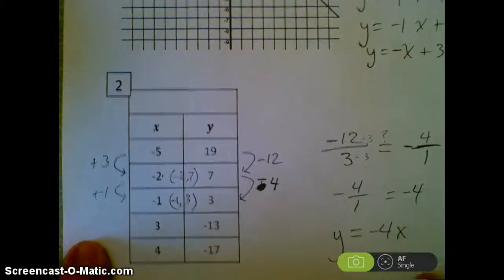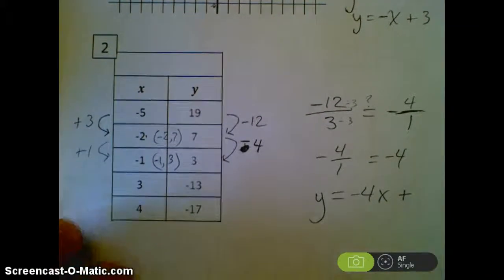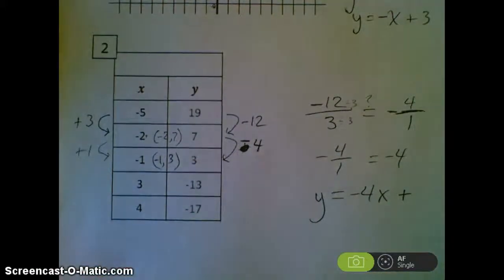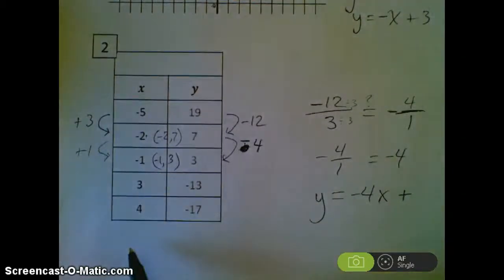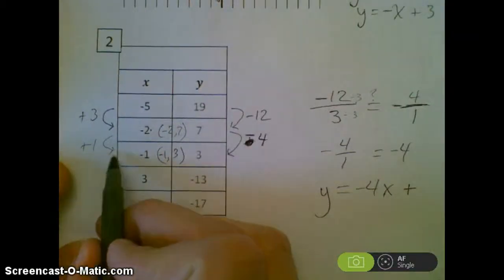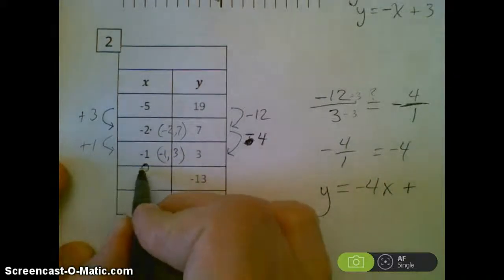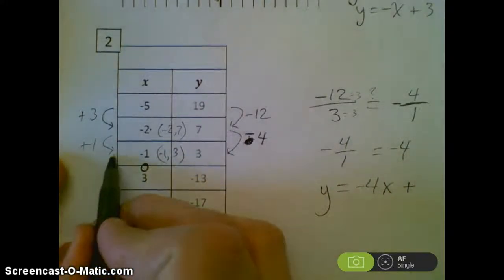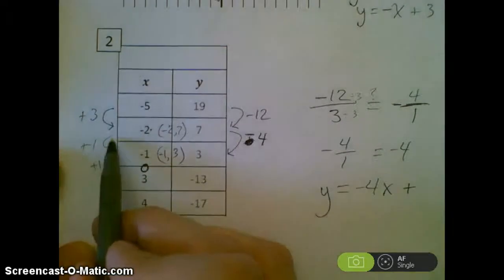So y equals negative 4 x, and then plus b. Ooh, we're usually given where x equals 0. So this is kind of a problem for us. Unless we think of this as, well, let's see. I added 1 here. If I want to find x equals 0, kind of in between here, I would add 1, right? What happens when I add 1 to x?